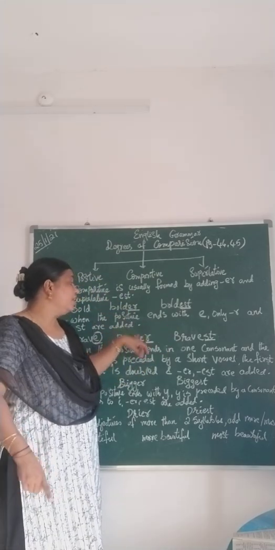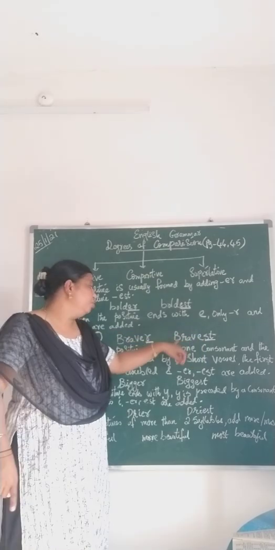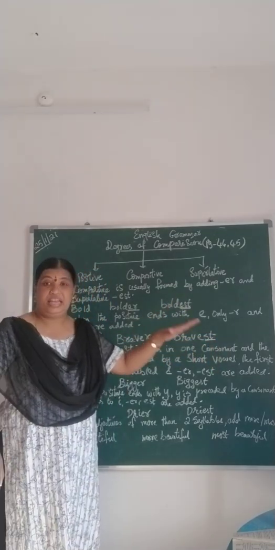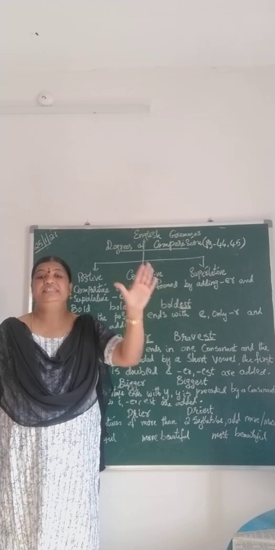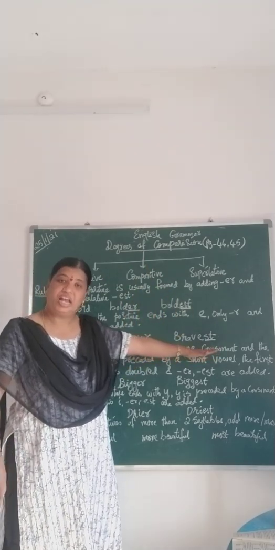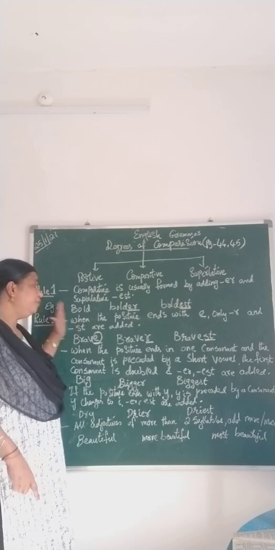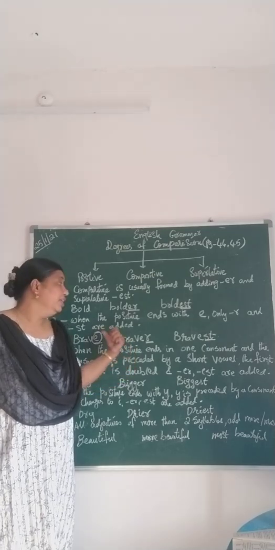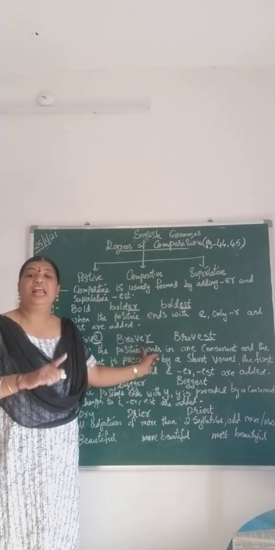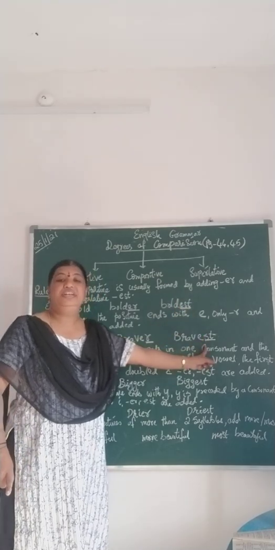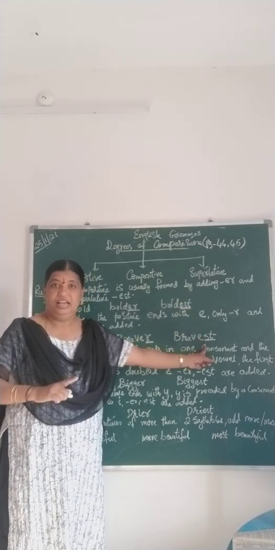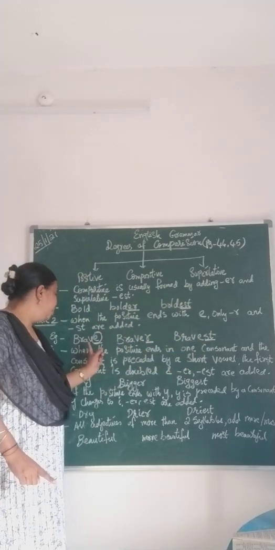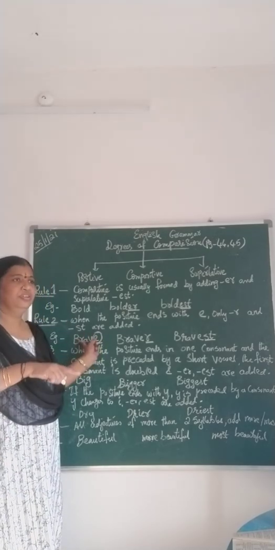Braver. Okay? Now, in the superlative form, you will add st. B-R-A-V-E-S-T. Bravest. Understood, children? So, if the word in the positive ends with E, then in the comparative, you will add R. In the superlative degree, you will add st. Brave, braver, bravest.